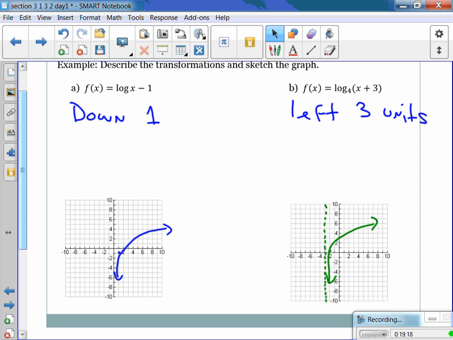Has a common base 10, which we do not. So whenever you do not see that, and again, we're going to go over more of this tomorrow. Right, it's the common log which has base 10. You know, I'll make sure that's just log x.